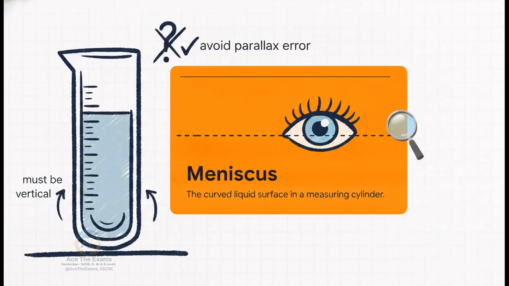Now let's move over to another tricky piece of lab equipment where marks are easily lost, the measuring cylinder. The key focus here is the meniscus, that curved surface of the liquid. The rule for this is absolute. To avoid parallax error, the measuring cylinder must be totally vertical, and you must place your eye perfectly level with the bottom of that curved liquid surface.